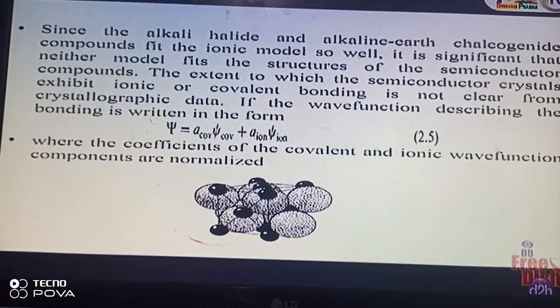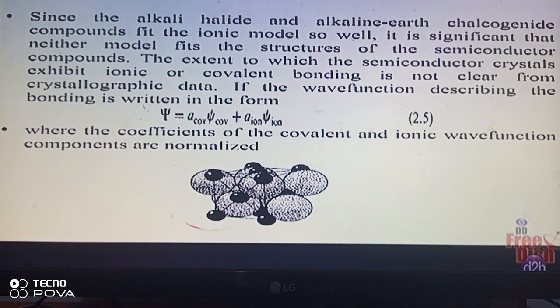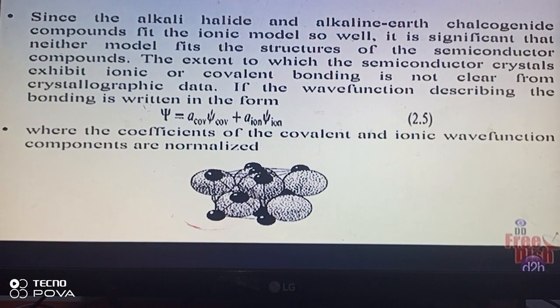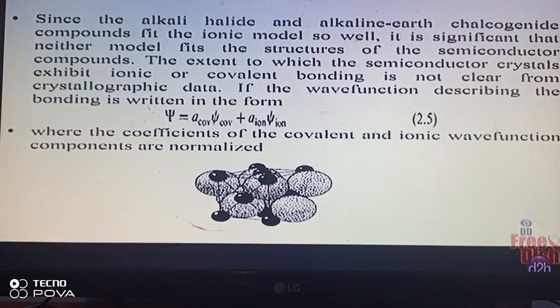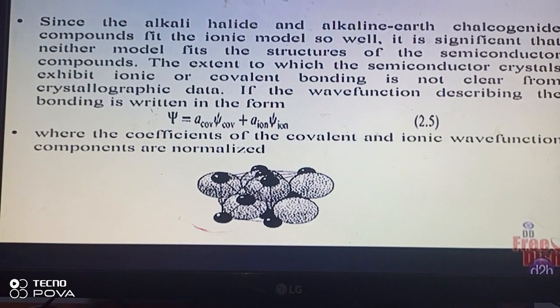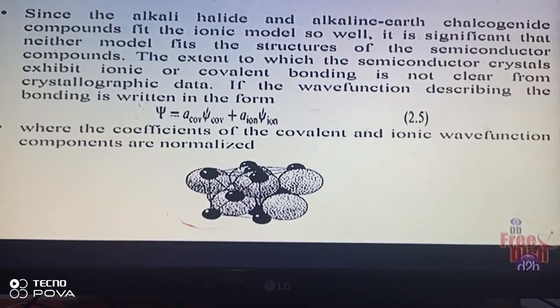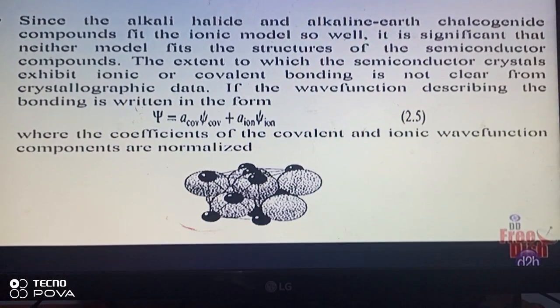Since the alkali halide and the alkaline earth chalcogenide compounds fit the ionic model so well, it is significant that neither model fits the structures of the semiconductor compounds. The extent to which the semiconductor crystals exhibit ionic or covalent bonding is not clear from crystallographic data.